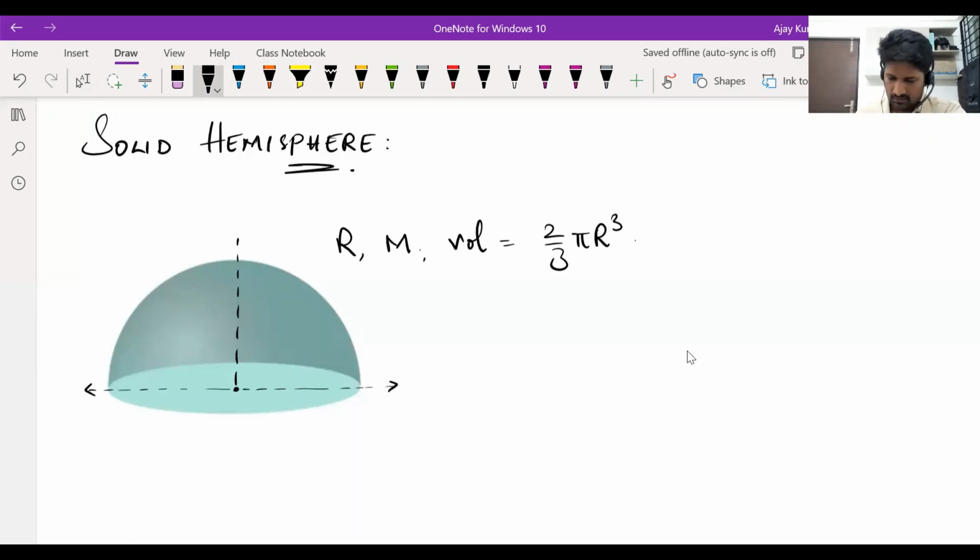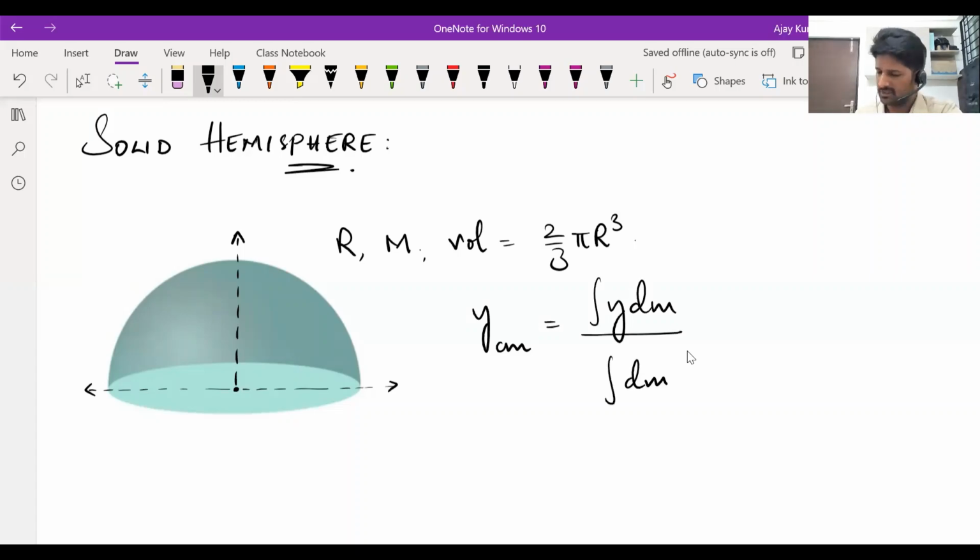Fine. Since we identified a line of symmetry, we know the center of mass lies on the line of symmetry. Therefore, all we need is the y-coordinate of center of mass. And the formula for y-coordinate of center of mass, as usual, is integral y dm divided by integral dm, because this is a continuous mass distribution. Again, as usual, we have to visualize the mass present at a particular y-coordinate.